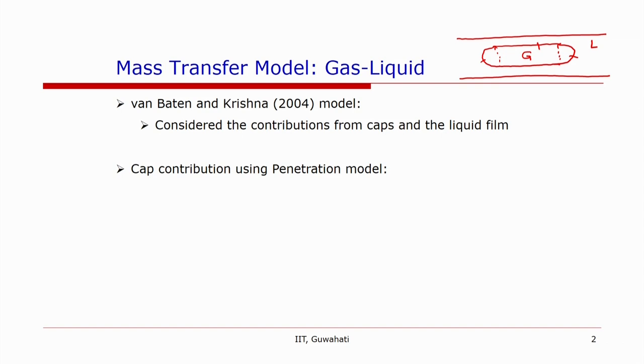So, one can write KLA, which is the overall gas liquid mass transfer coefficient into the interfacial area, that is equal to KL cap into A cap plus KL film into A film. So, first we will consider the contribution from the caps, and for geometrical simplification, caps are considered to be hemispherical.